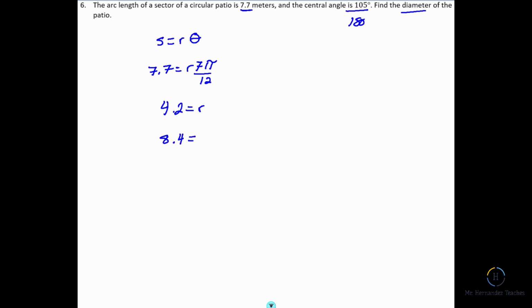So 8.4, in terms of everything, we're probably going to want to keep this in the right units. 8.4 meters is equal to our diameter.